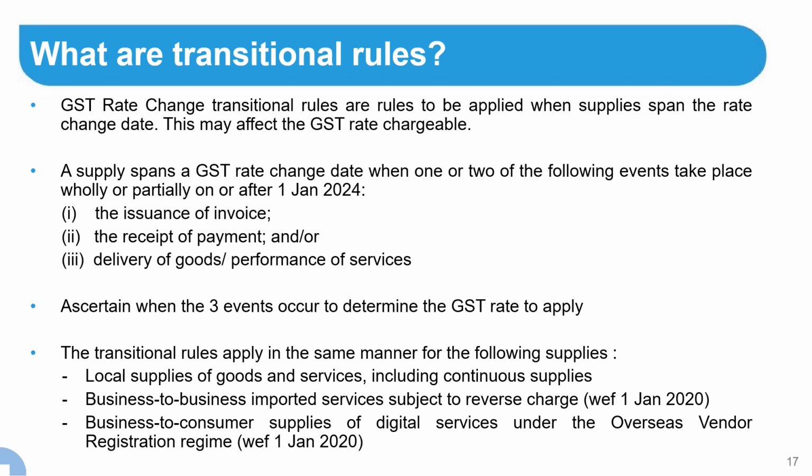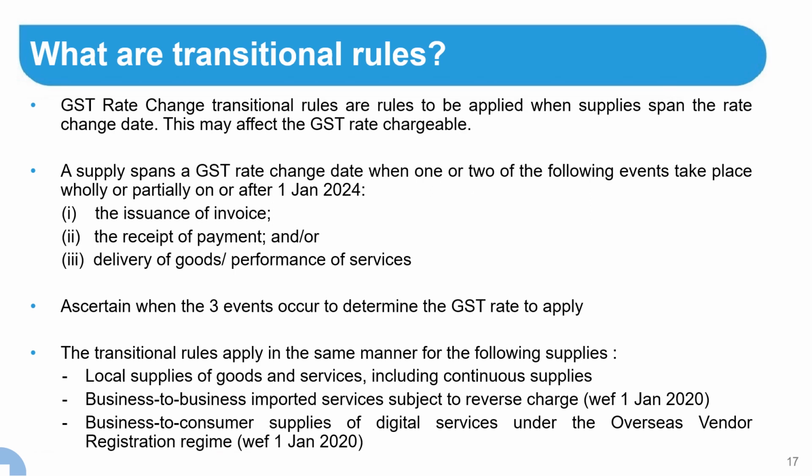A supply spans the GST rate change date when one or two of the following events take place wholly or partially on or after 1st January 2024: the issuance of invoice, the receipt of payment, the delivery of goods or performance of services. It is important to ascertain when the three events occur for a particular supply to determine the GST rate to apply. You may be required to adjust for the GST rate chargeable on your supplies due to the transitional rules.